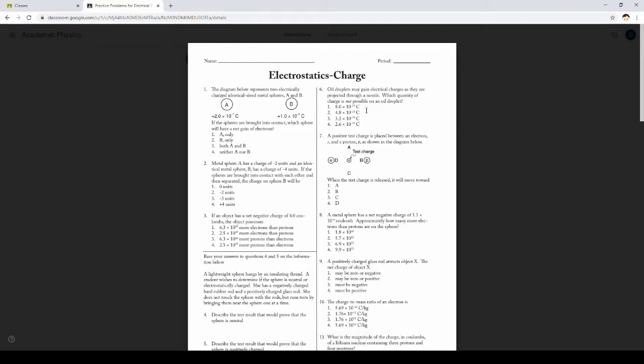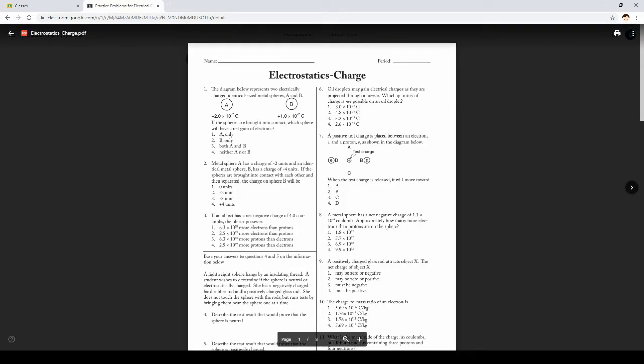Number 6. We have oil droplets that gain an electrical charge when they're projected through a nozzle. Which quantity of charge is not possible for an oil droplet? You're just looking at which of these values is not a whole number multiple of the electrostatic charge on an electron.